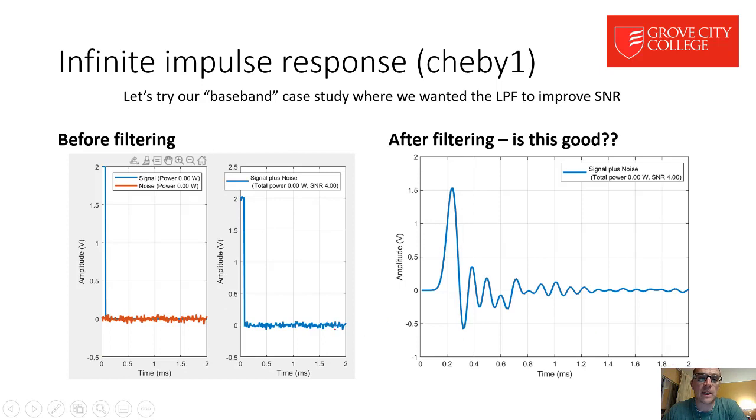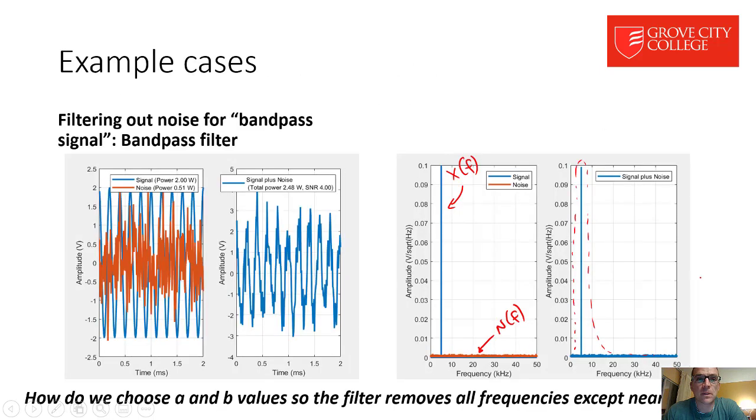Okay, but then in the time domain, you can see this kind of wild, distorting oscillation. Is this good? Depends what's important to you. You certainly got rid of a lot of noise, but you did distort your pulse. Okay. All right, almost done.